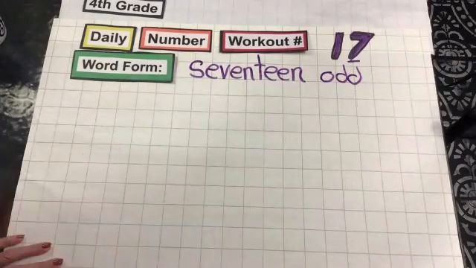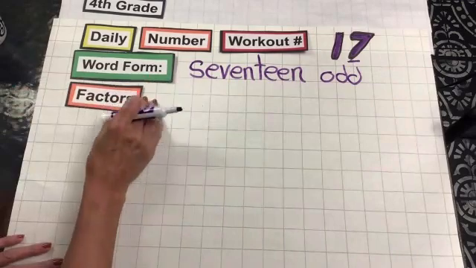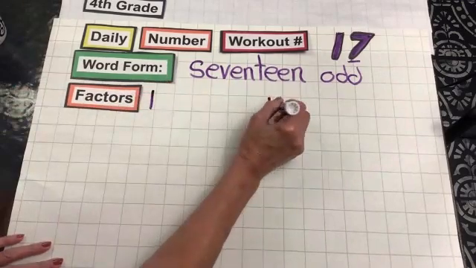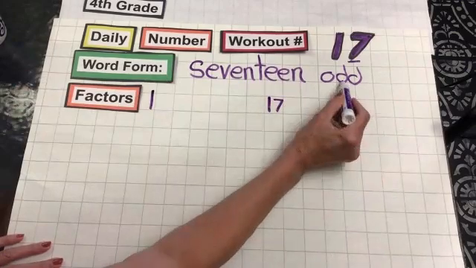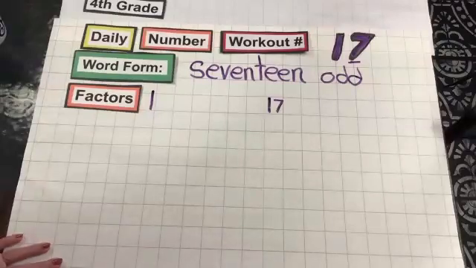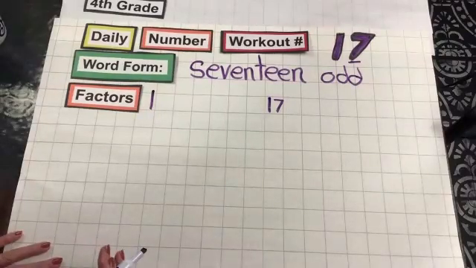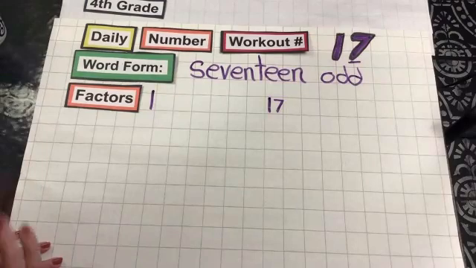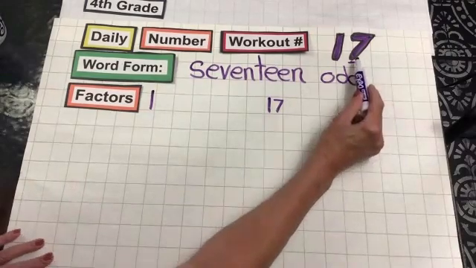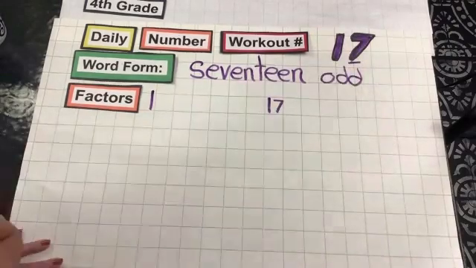And let's go ahead and do our factors. So factors for the number 17 is 1 times 17. 2 doesn't go in because it's odd and it ends in a 7. 3 doesn't go in because 3 goes into 15, then 18. Skips right over it. 4 doesn't go in because 4 goes into 16, which is right next door. 5 doesn't go in because it doesn't end with a 0 or a 5.